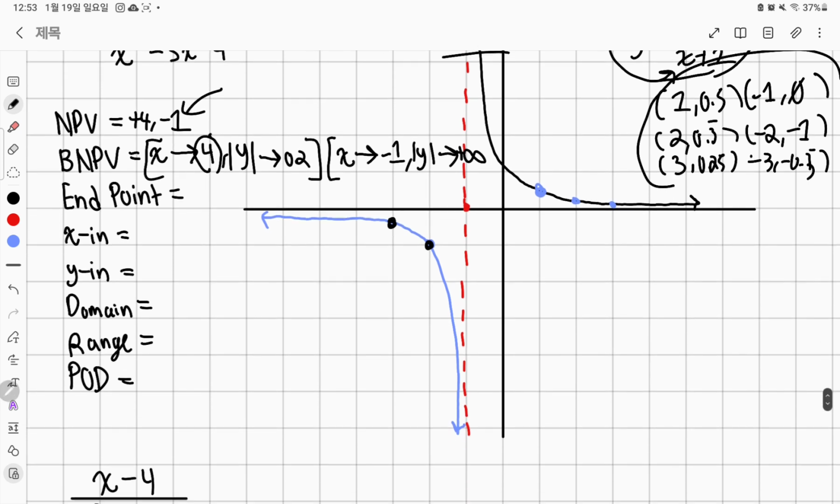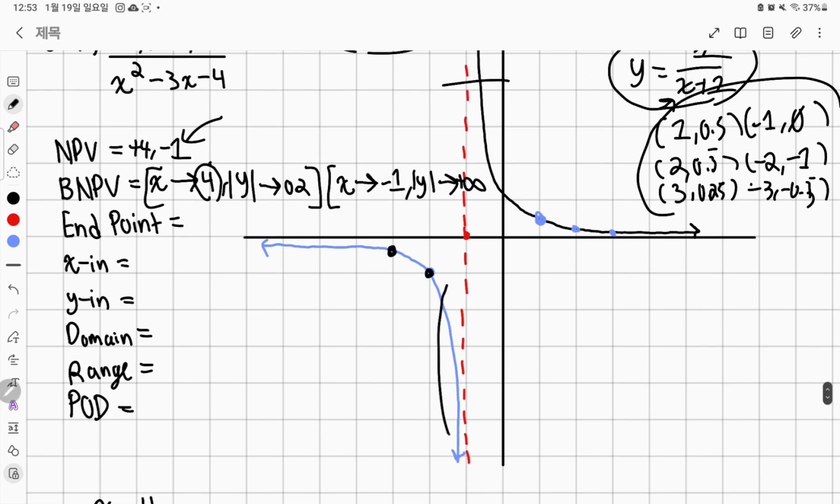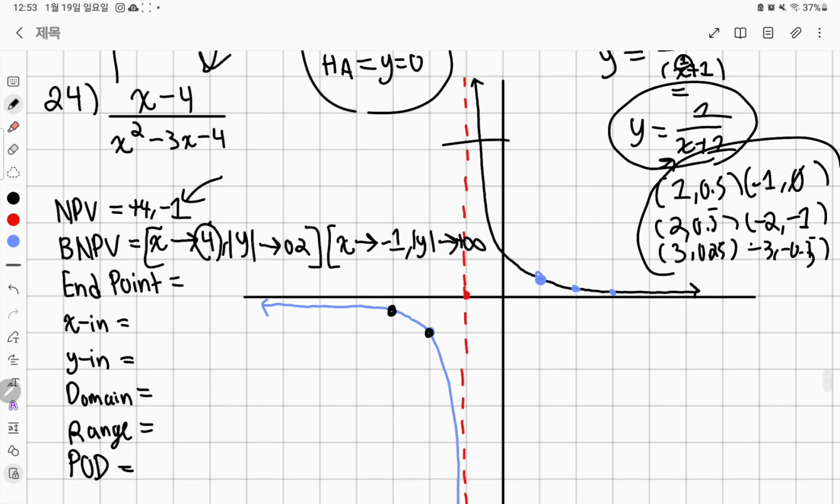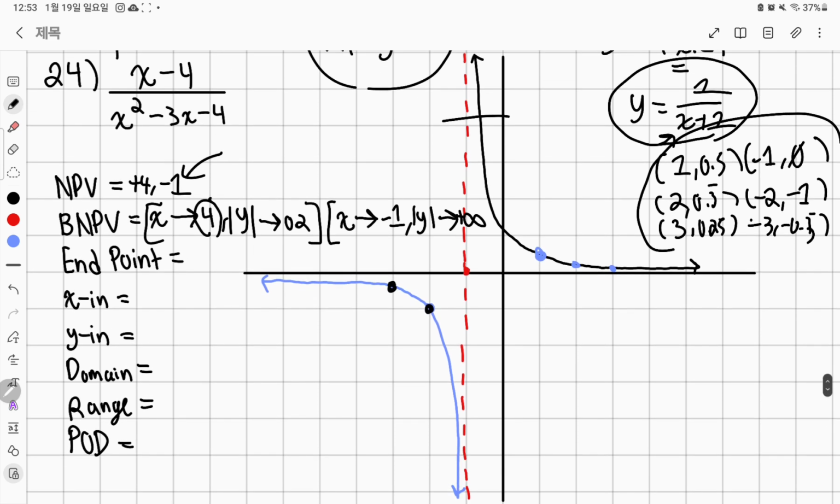You guys then probably wonder, what about this one? This is negative infinity. What do we do? This is the reason why we have an absolute sign here, which makes it positive. Okay, makes sense? Now let's look at the endpoint. Endpoint is when x is infinity, what's our y value?